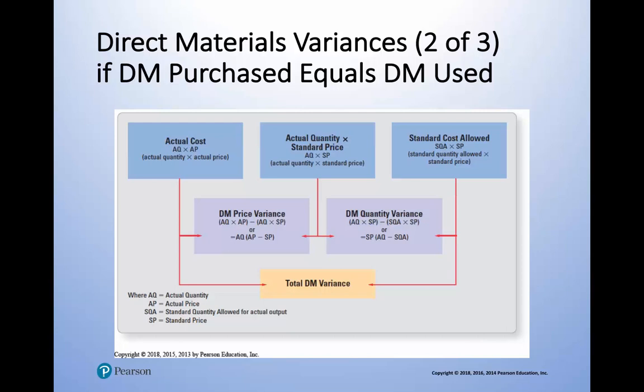All right, so that's our two formulas for direct materials. And we're going to be looking at our inputs, so our actual quantities used, or our standard quantities we should have used, the actual prices we paid, and the standard price we should have paid.